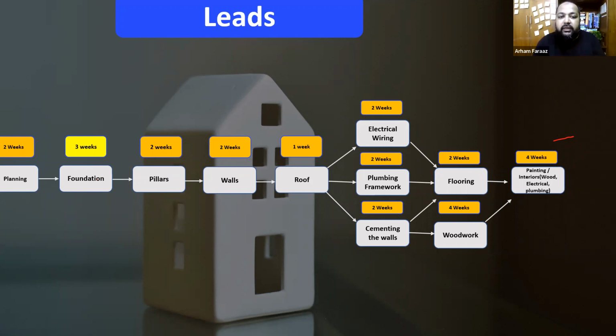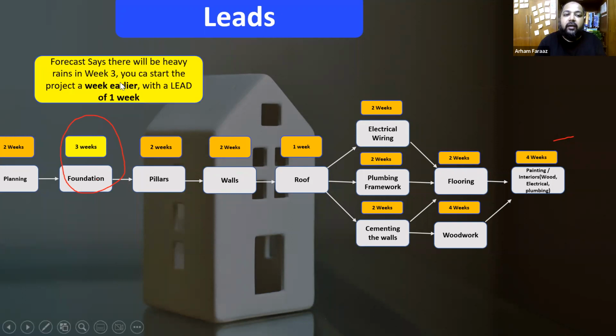Let's say here we have the foundation, which is a 3-week activity. Now you anticipate that some rains could come. The forecast says there will be heavy rains in week 3. You can start the project a week earlier, a lead of 1 week. So what you want to do is, the first 2 weeks planning is done.